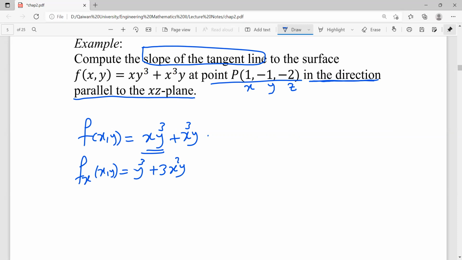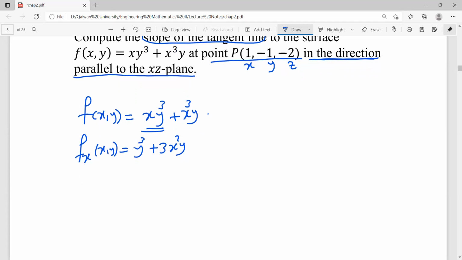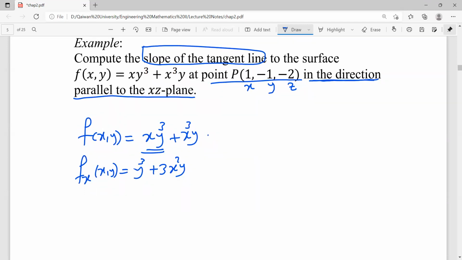Did you take the derivative 3 times? No, only once. We just take the derivative once. Okay. So how about the slope of the tangent line at the given point? Here, the given point is 1, -1, and -2. Here, we have f of x, y, so we just need the values of x and y. So x, y is 1 and -1.